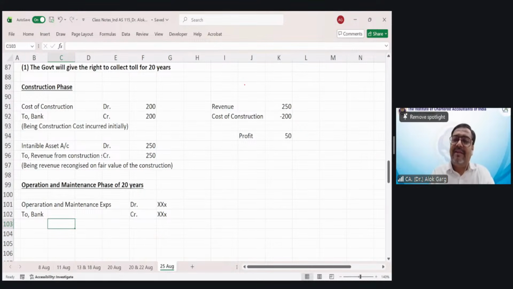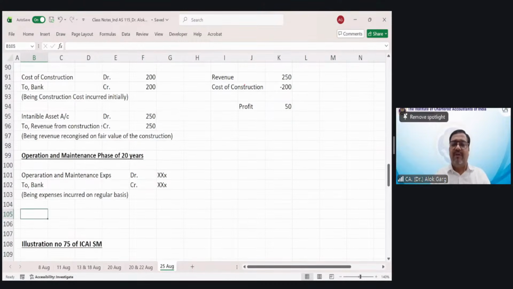You are absolutely right. Ravinder is saying, sir, when amount is fixed, it is a financial asset model. When amount is not fixed, it is an intangible asset model. Ravinder, you are absolutely right. Hold on for the balance part. So being expenses incurred on regular basis, whenever this maintenance happens, then you will collect the toll also. Then what you will do? You will amortize your intangible asset, Ravinder.